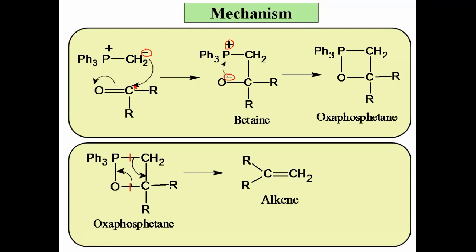This is our product, R, C double bond CH2, and the second R group. This is nothing but the substituted alkene, our expected product. Now, what is the byproduct? This is Ph3P double bond O, and this is the byproduct.